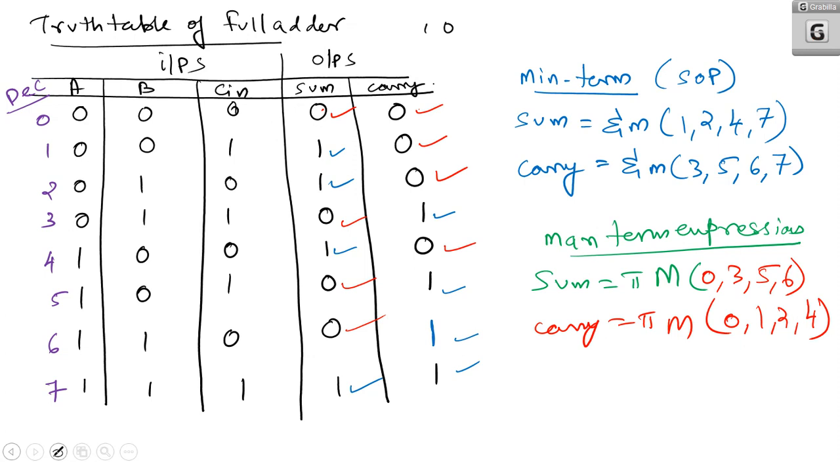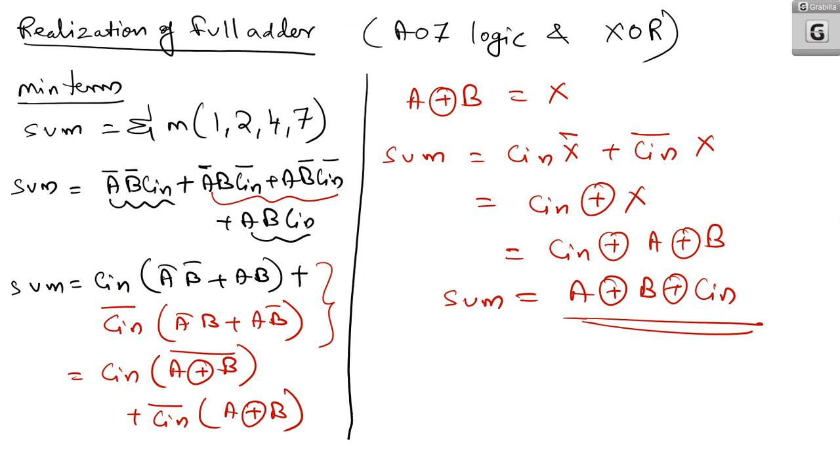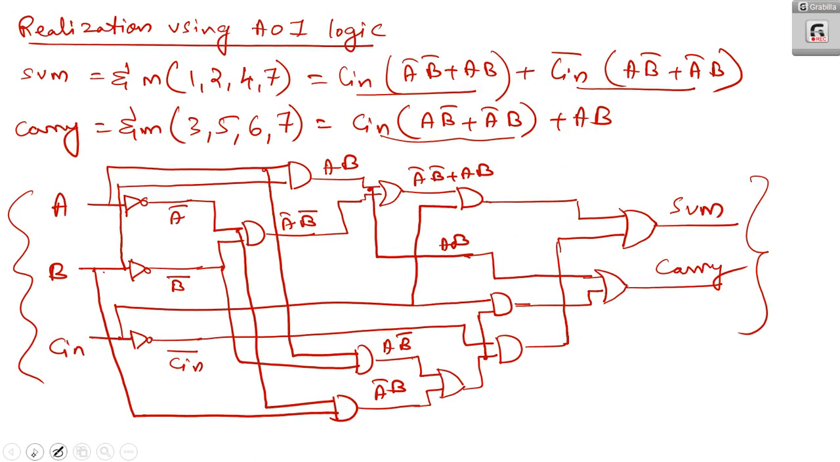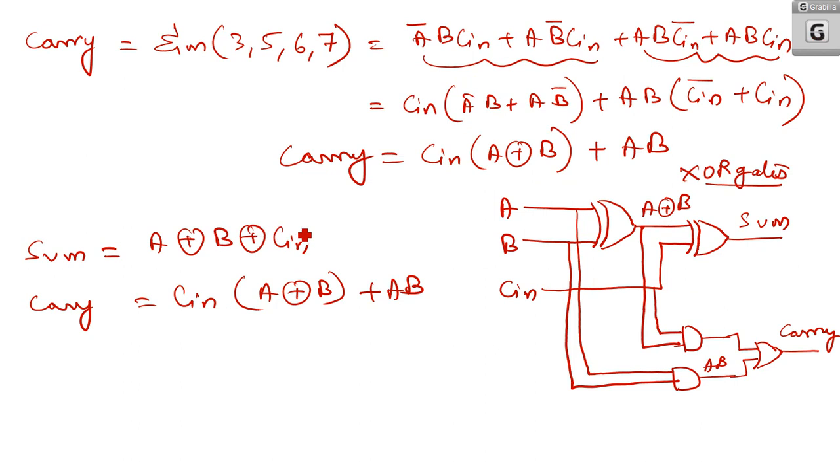Now after that I have drawn a truth table of full adder, highlighting all the sums and carries in zeros and ones form. Now obtained the min term and max term expressions, and from there derived the expression of sum. So the sum of a full adder is A XOR B XOR Cin, and carry is basically Cin (A XOR B) or AB. So I have realized it using basic XOR gates and AOI logic.